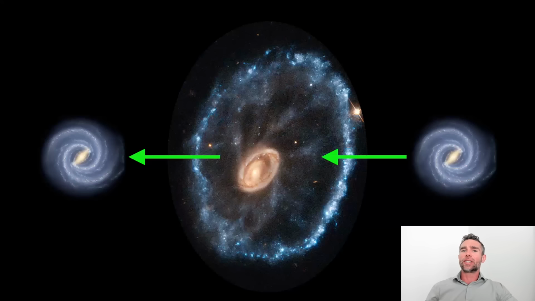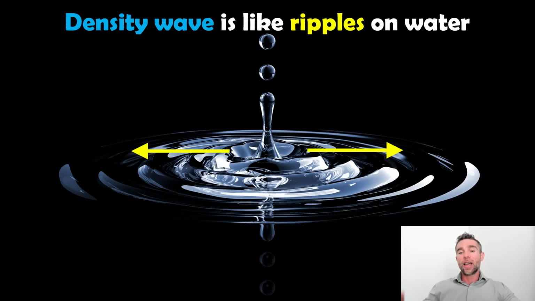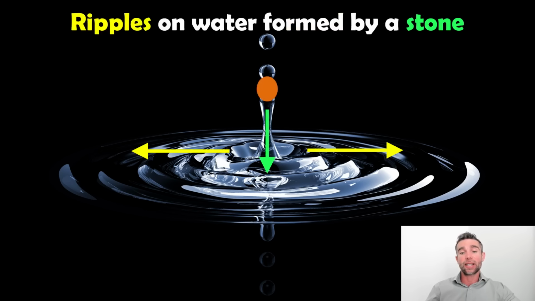Now we can think of this kind of density wave a bit like ripples on water. So here you've got ripples on the surface of the water. They're propagating out from the point of entry of a stone. So if we dropped a stone in water like that, we'd get those ripples on the water propagating out, and we get multiple waves as well.